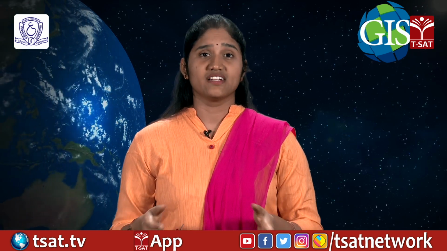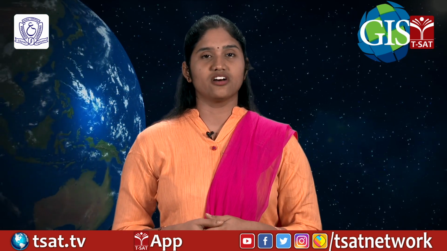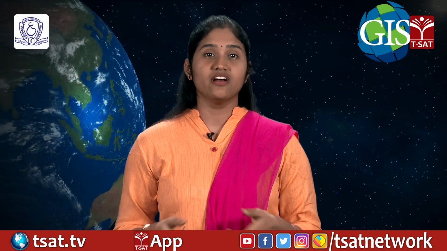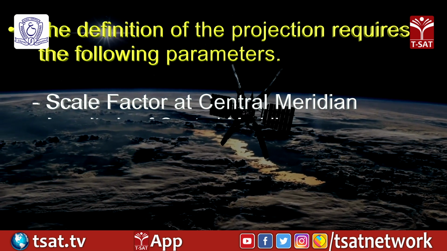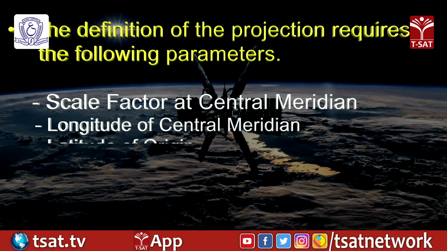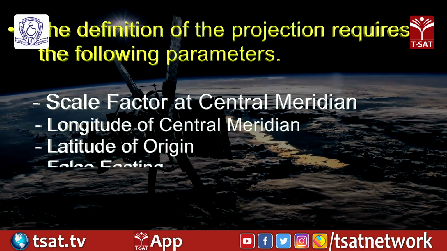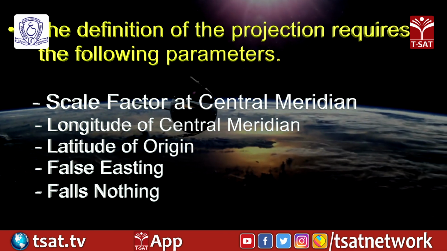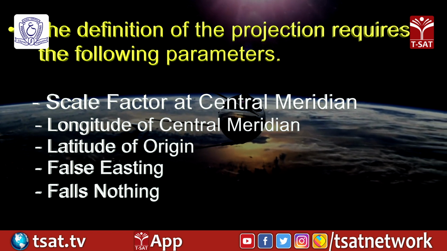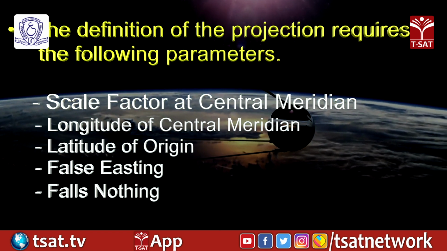Transverse Mercator. The transverse Mercator projection, also known as Gauss-Kruger, is a variation of the Mercator projection, probably the best known projection for mapping the world. The definition of the projection requires parameters like scale factor at central meridian, longitude of central meridian, latitude of origin, false easting, and false northing.